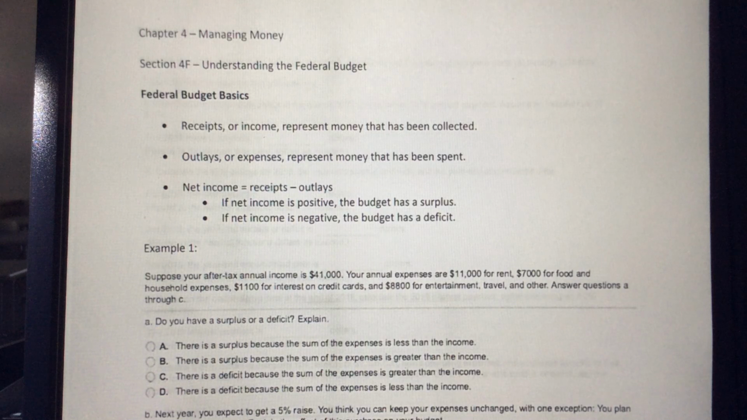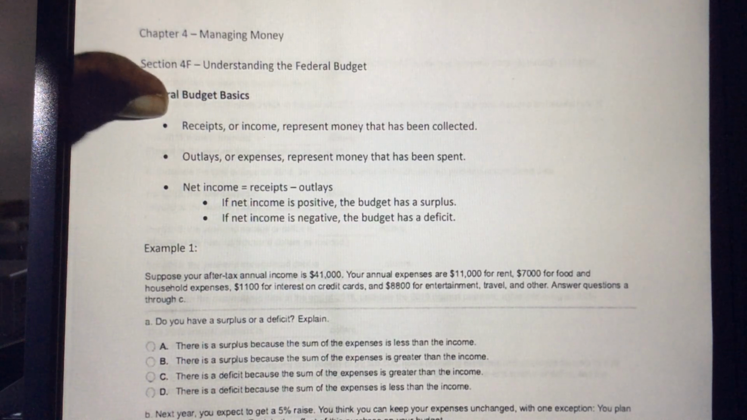And your net income will always be equal to receipts minus the outlays. Now, if your net income is a positive value, then that means the budget has a surplus. Or if the net income is negative, then in this case your budget will have a deficit. So here we're going to determine whether or not you have a surplus or a deficit, as in example 1.